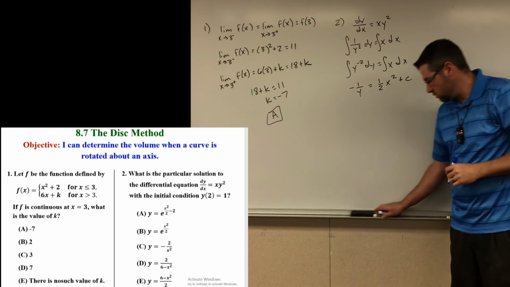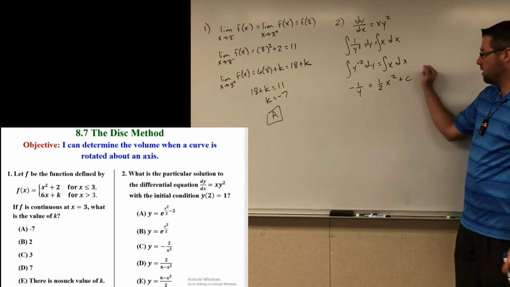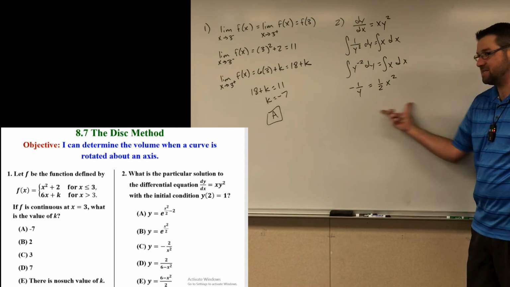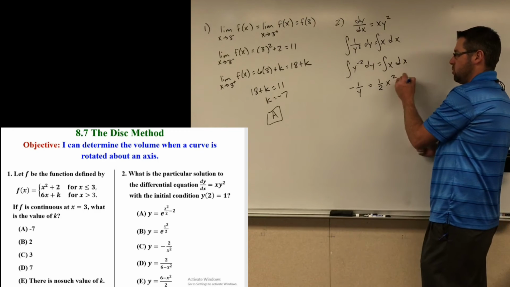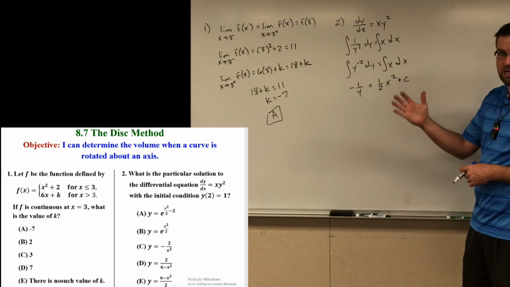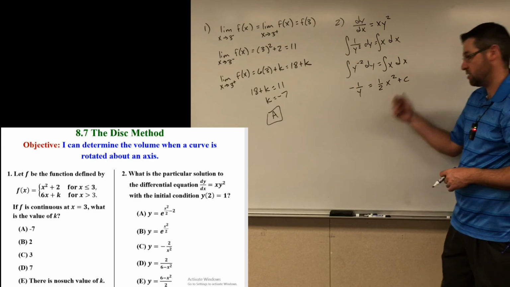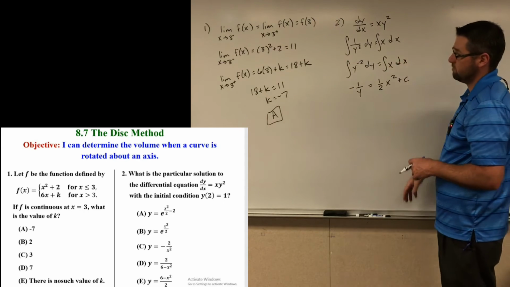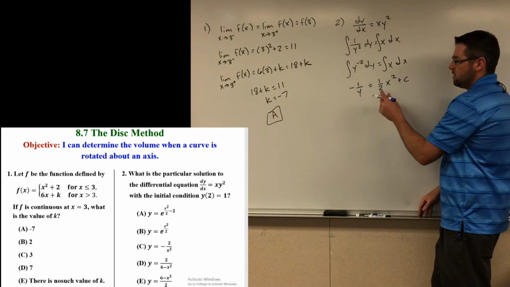And by the way, side note, make sure you put the plus c here. I see some of you doing this, and then on the next line you put plus c. You're not going to get this point. And therefore, you're not going to get any more points after that if you forget the plus c. Then what do I do? Plug in the initial condition.